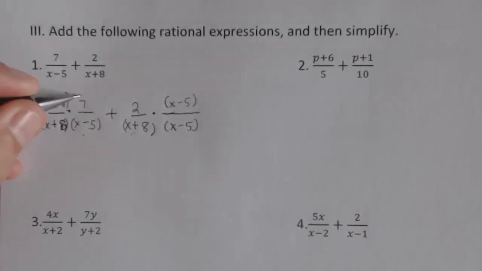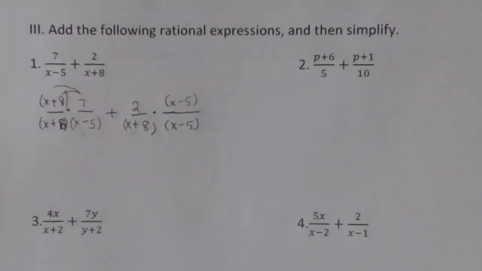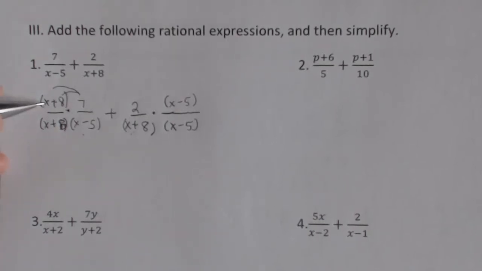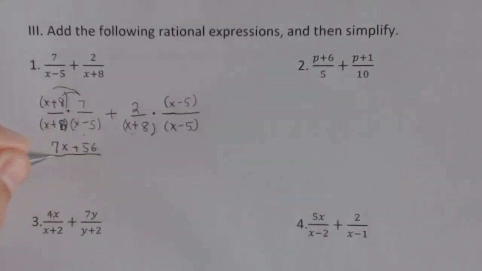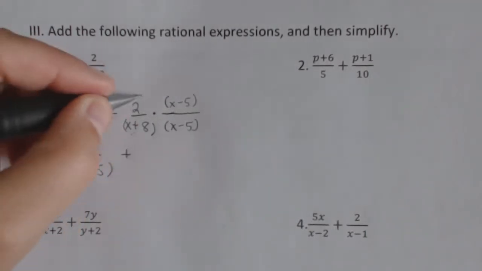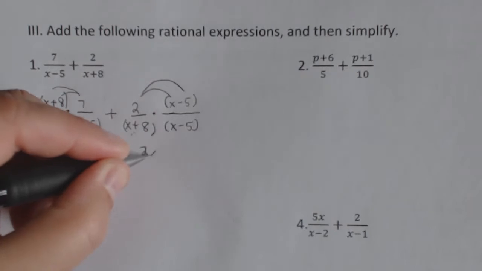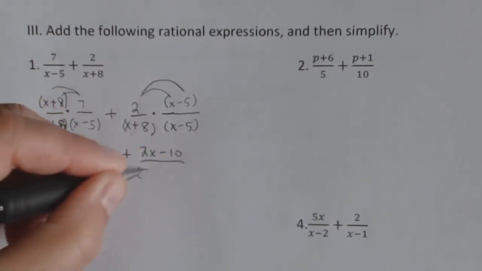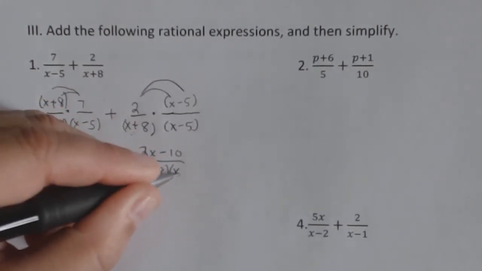So what you have to do is distribute and multiply out the numerator. But you never, ever need to multiply out the denominator. You can leave the denominator in factored form. It won't do you any good to multiply it out. But you have to multiply out the numerator. So this would be 7x plus 56 over, don't multiply it out, x plus 8 times x minus 5, plus 2x minus 10 over x plus 8, x minus 5.